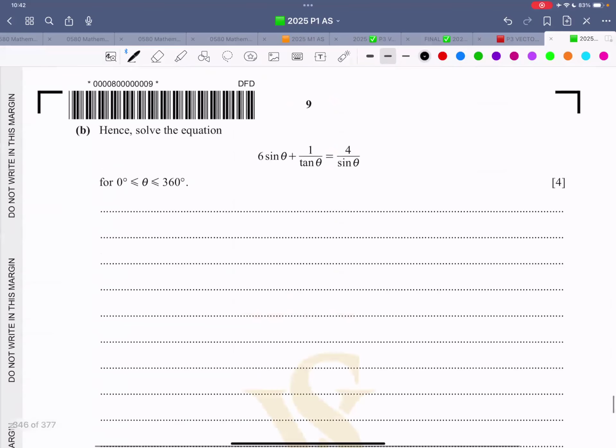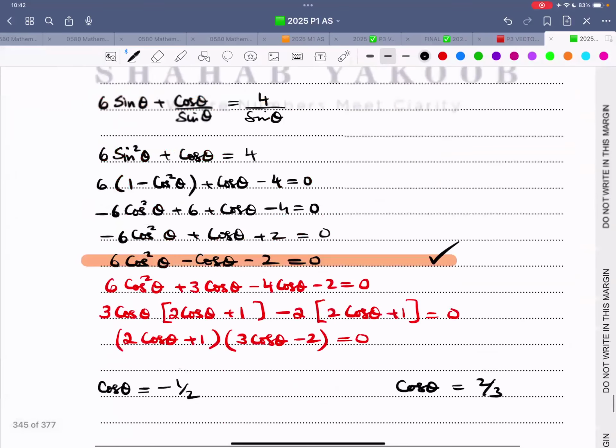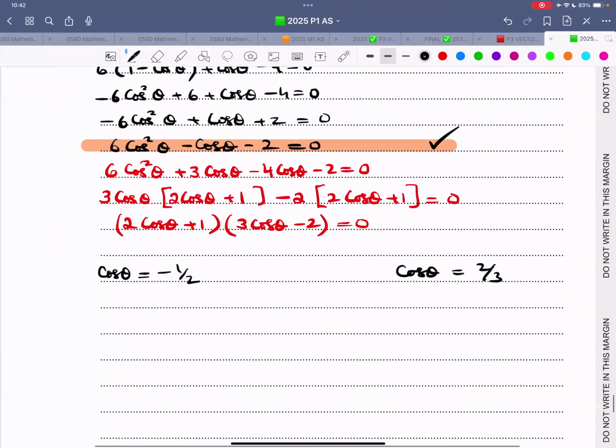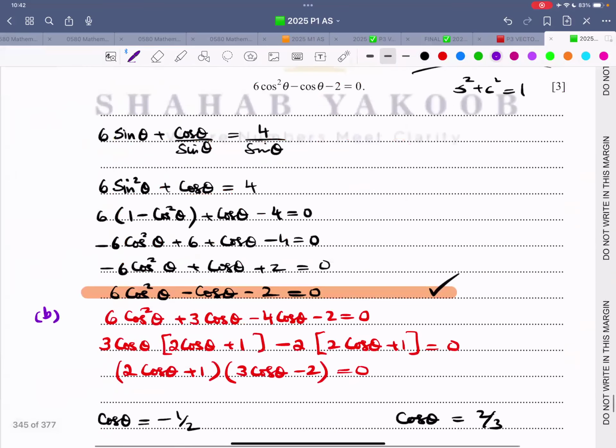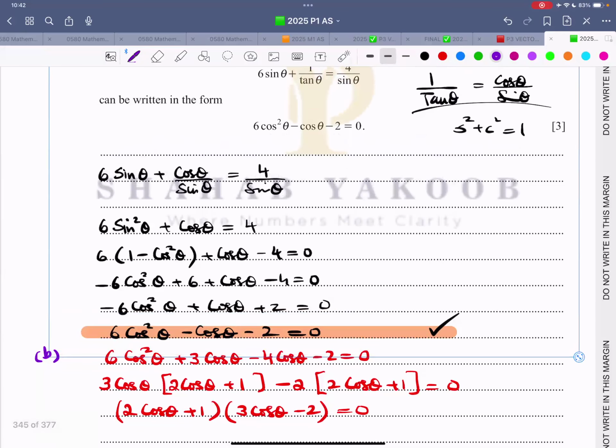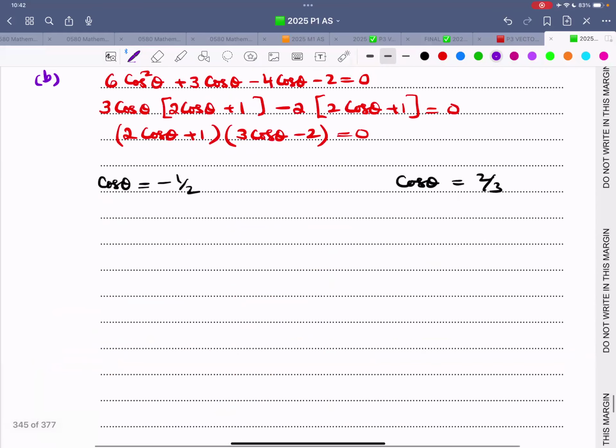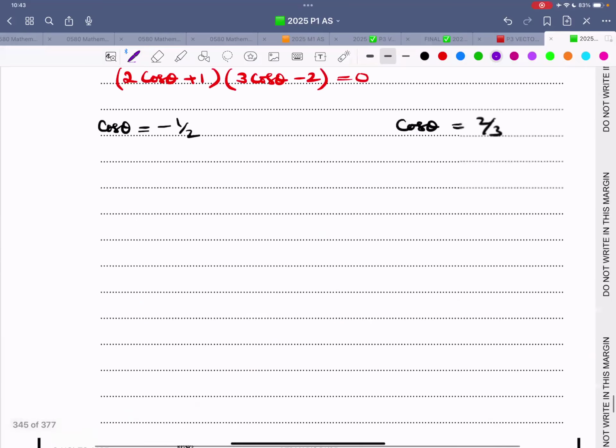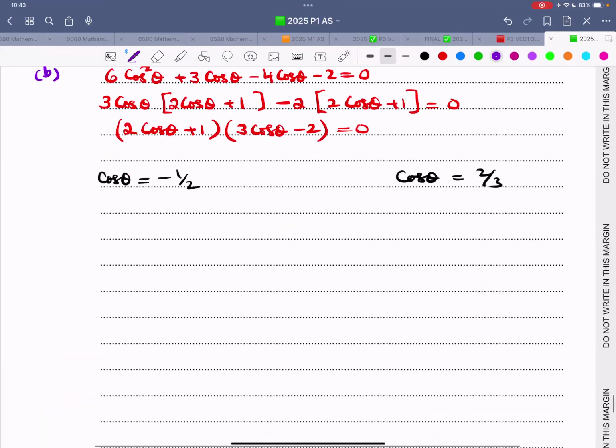Okay, so now it says, hence solve this equation: 6 sine theta plus 1 over tan theta is 4 over sine theta. That is this thing. So I got started with part B right away. Now, if I transfer it to the next page, that will cause some technical issues. So that's why I'm not doing it. And theta lies between 0 and 360 degrees.